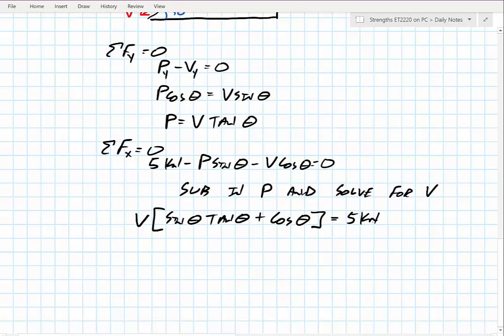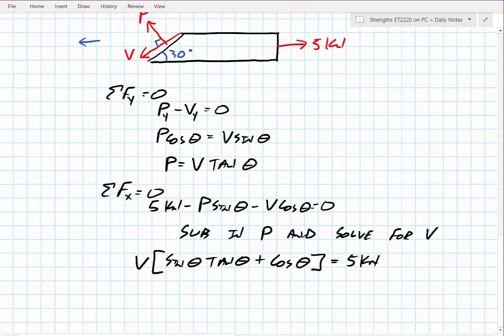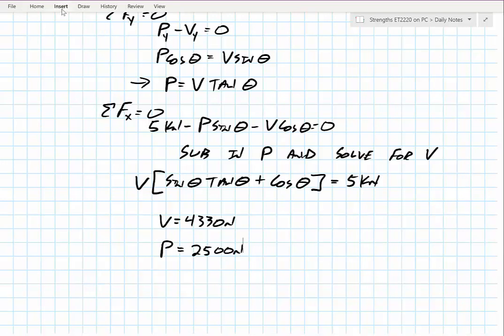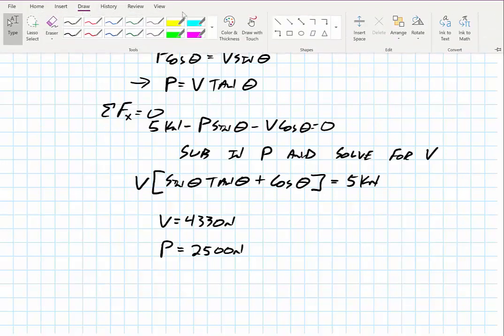And I left it in this generic form in case you have a problem that has some kind of cut like this and you're looking for both an axial force and a shearing force. You could jump basically right to this equation since it's already been derived for you. From here I can just plug in my thetas and solve for V. If I do that, I end up with a shear force of 4,330 newtons. Plug that back into P equals V tan theta, and I end up with a P that's equal to 2,500 newtons. If you're just watching this video, perhaps it'd be a good idea to pause it and verify these results.